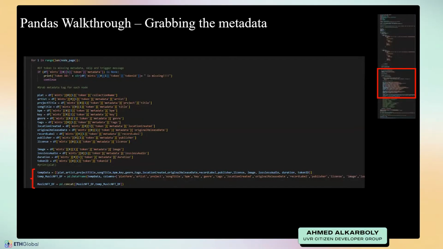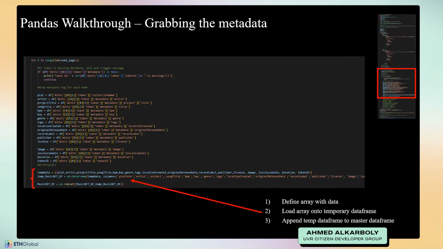I return a collection of all the songs on a specific publishing platform. I then use, hopefully, a music NFT metadata standard that makes my life on the back end easier. And then I pull those tags and populate a data frame to my liking to do whatever I want to do. And then here, just real quick, we define an array with the data we just scraped off of that API. We load that array onto a temporary data frame. And then we append that temporary data frame to a master data frame, which is actually holding all of our music NFT data.